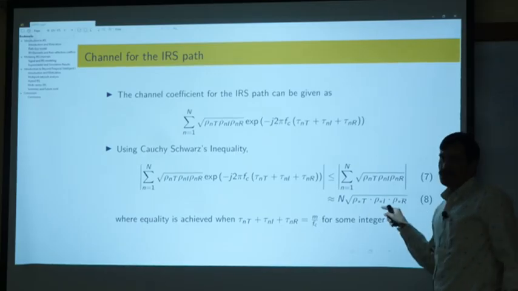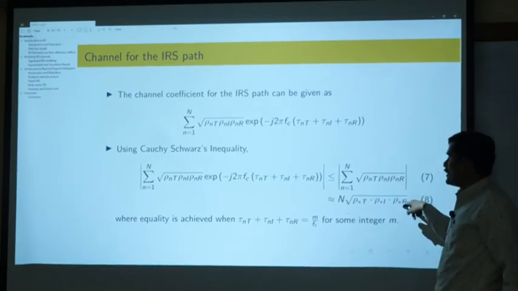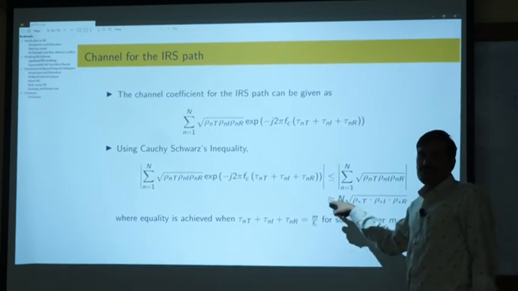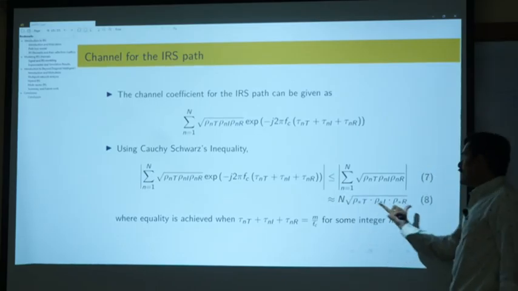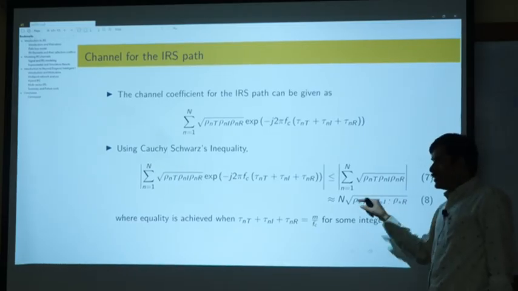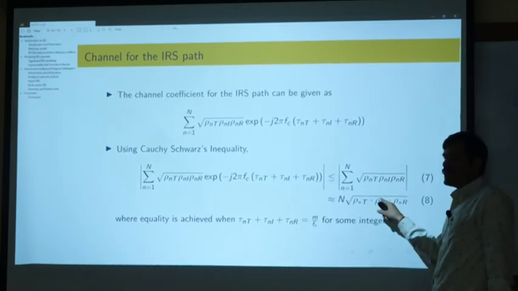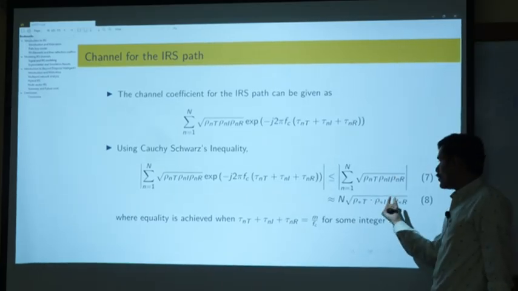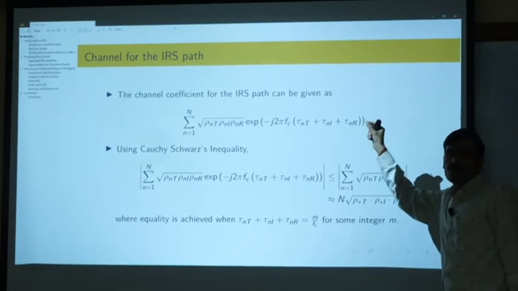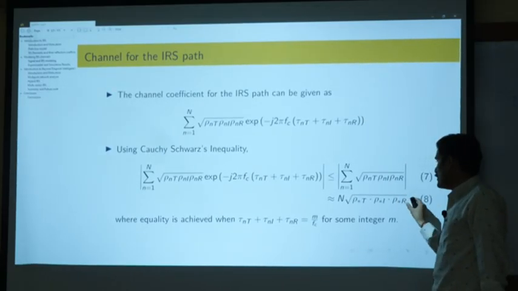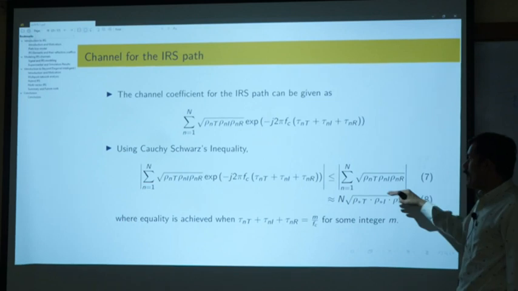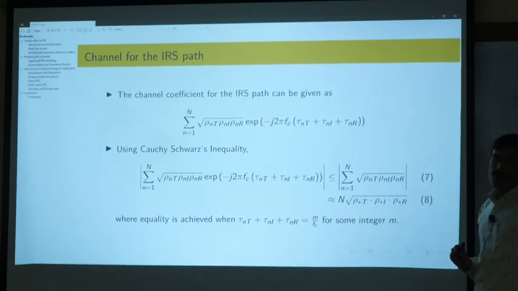So what does it show? And this we can approximate like this. What does it show? If we have n elements, it is multiplied by a factor of n, and all the gains will be multiplied. This is the channel gain from transmitter to IRS, this is the IRS attenuation, whatever it is, like 0.8 in the reflection coefficient, and this is the channel gain between receiver and IRS. So these three will be multiplied, and we have this factor of n here.